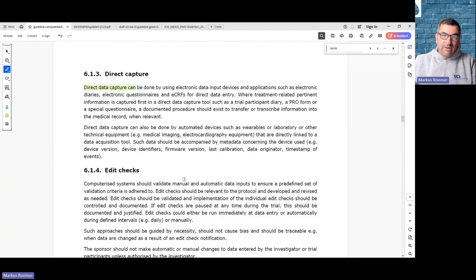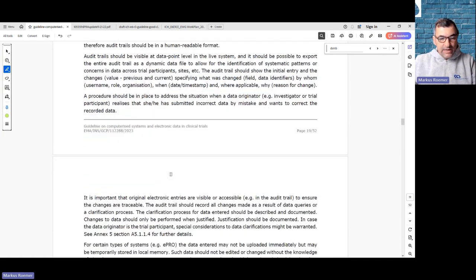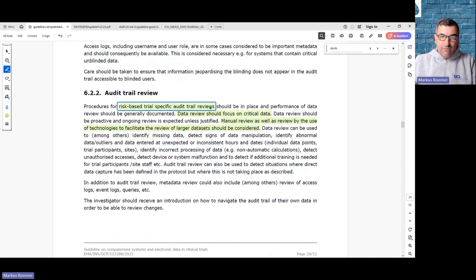So quite well written, the data capture, the edit checks, audit trails. I disagree slightly with some of the things, but the audit trail should capture any changes in data entry per field and not per page. Very important. Not every system can do that. Have an eye on that. Risk-based specific audit trail reviews, I would combine that in monitoring plans. So I would not agree that you need to have one specific new process. We will talk about monitoring plans in two to three minutes.